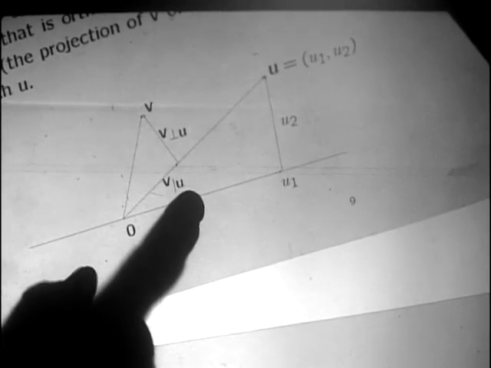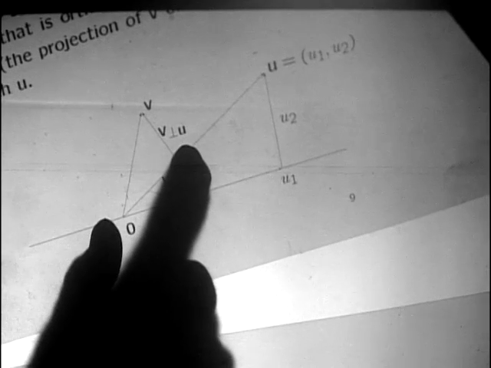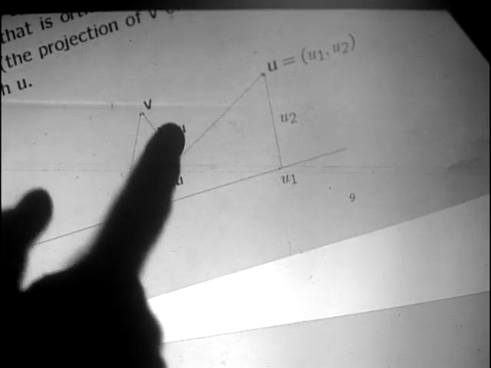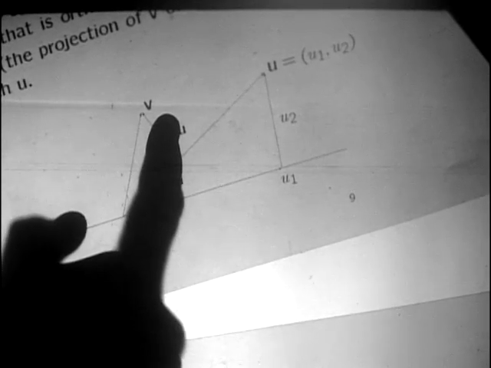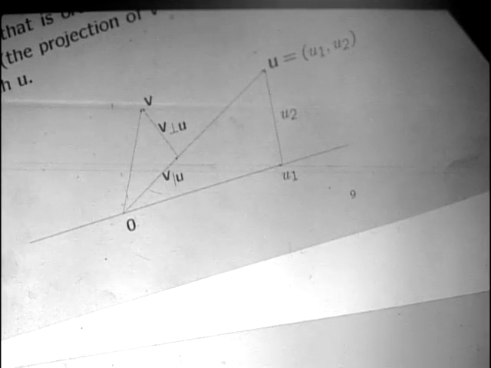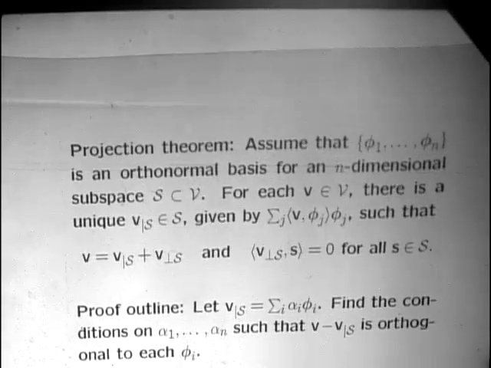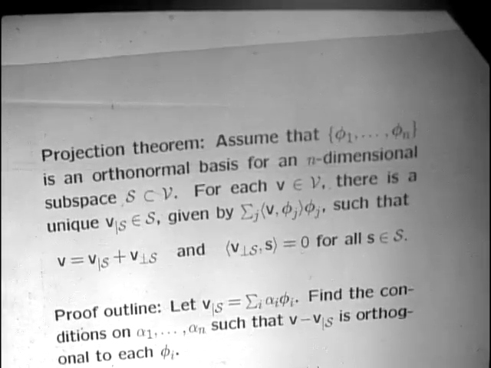Okay, so in other words, V minus the projection is this V perp we're talking about. And what I want to do is exactly the same thing that we did before with the one-dimensional projection theorem. And that's what we're going to do. And it works. And it isn't really any more complicated except for notation.